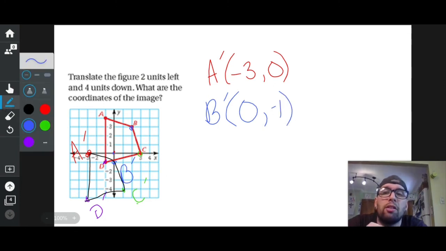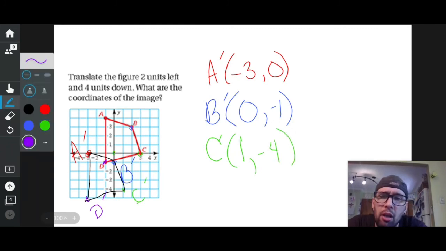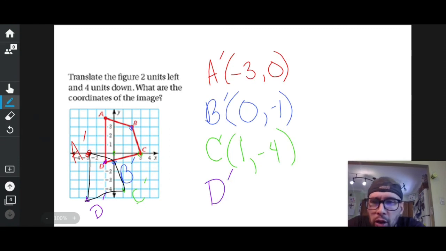If I want to get to C prime, I would start at my origin right there, go right once, which is a 1. And I'd go down 1, 2, 3, 4, which is -4. Okay? And last but not least, D prime has me starting at the origin right there, going left 1, 2, 3. So left 3 is -3. And down 1, 2, 3, 4, 5.